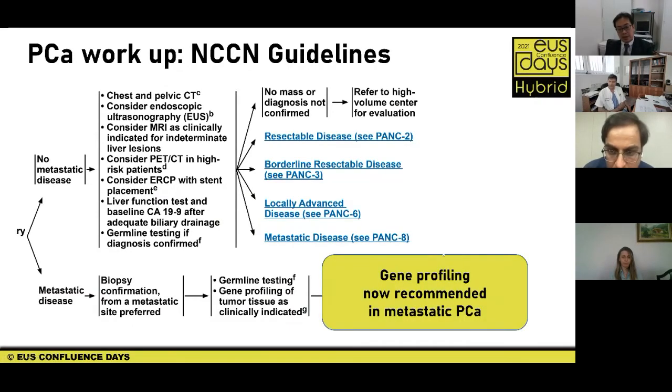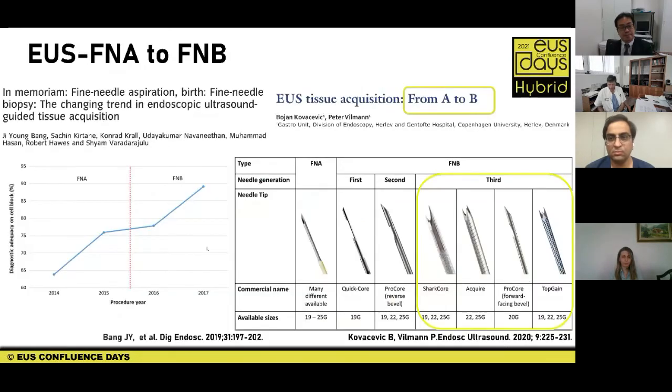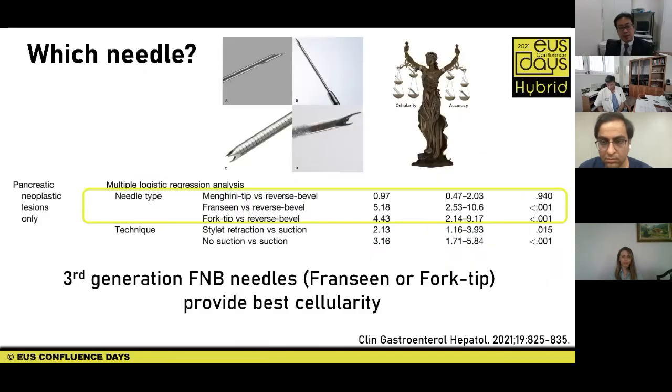And now we are in the era of genome profiling in metastatic pancreatic cancer. In the NCCN guideline, they recommend genome profiling. And we are using an FNB needle to get more specimen. There's some randomized control trial. This is the latest RCT from the Bang group. They compared 4 needles, and they reported that third generation needles like the Acquire or SharkCore needle are better than the other needles. And they recommend slow pull or no suction for better cellularity.